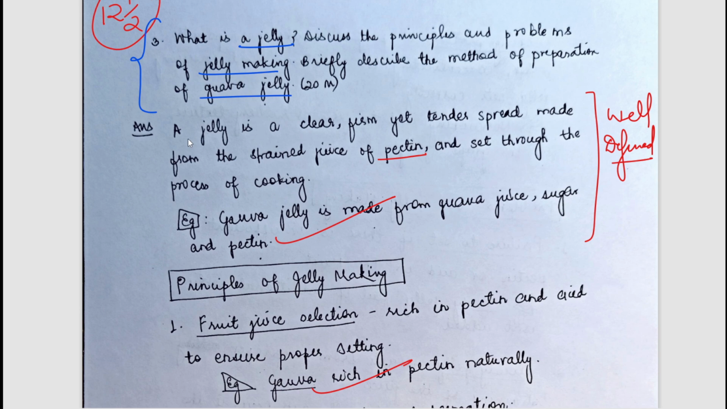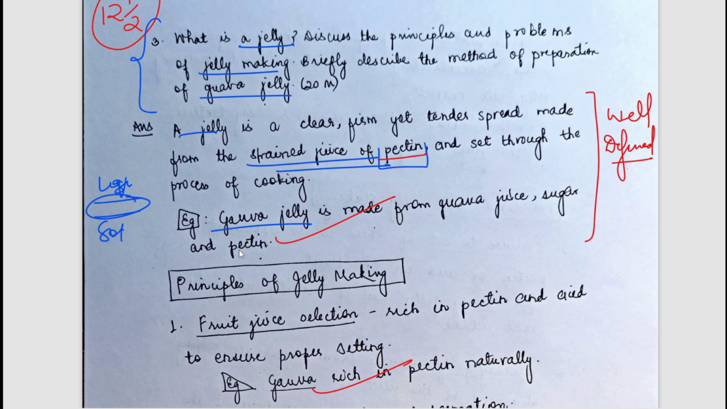So what is jelly? We all know that it is firm, not liquid and not solid either. A thing between the liquid and solid mode is a kind of jelly. I hope you all have seen different types of jellies available in the market. You have eaten different kinds of jellies, and these jellies are generally prepared from pectin, strained juice with pectin, and they are set by cooking. For example, guava jelly, mango jelly, tomato jelly, different kinds of jellies are present in the market.